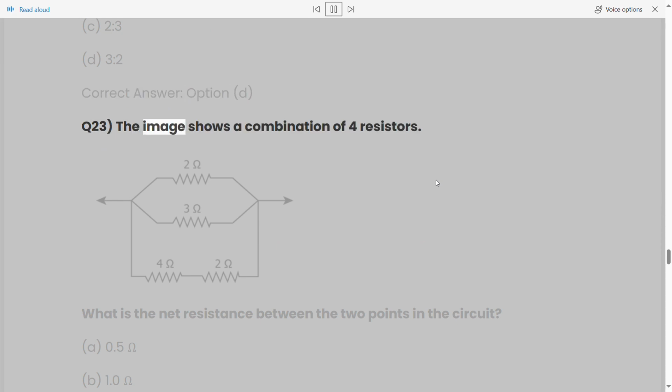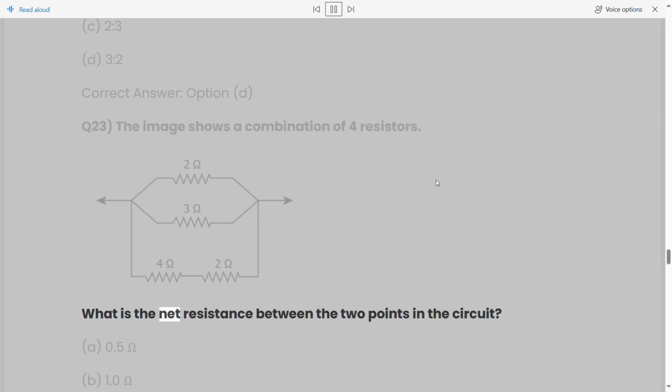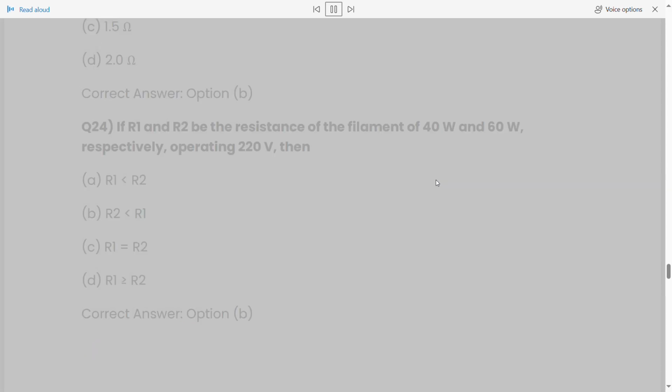Q23. The image shows a combination of 4 resistors. What is the net resistance between the 2 points in the circuit? A. 0.5 ohms, B. 1.0 ohms, C. 1.5 ohms, D. 2.0 ohms. Correct answer option B.